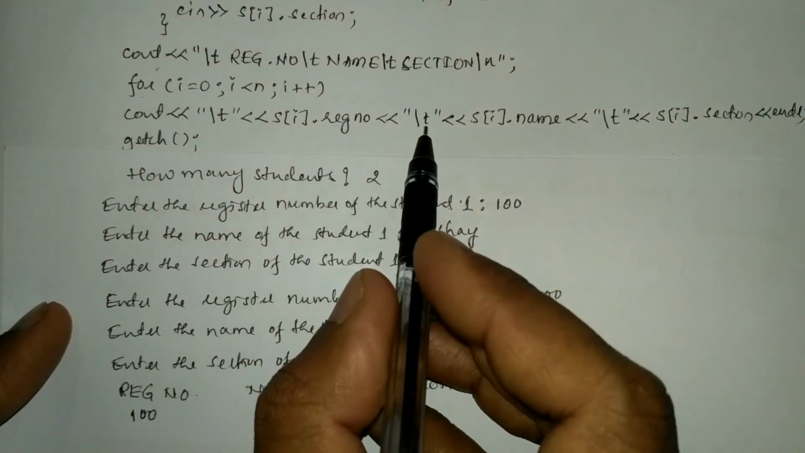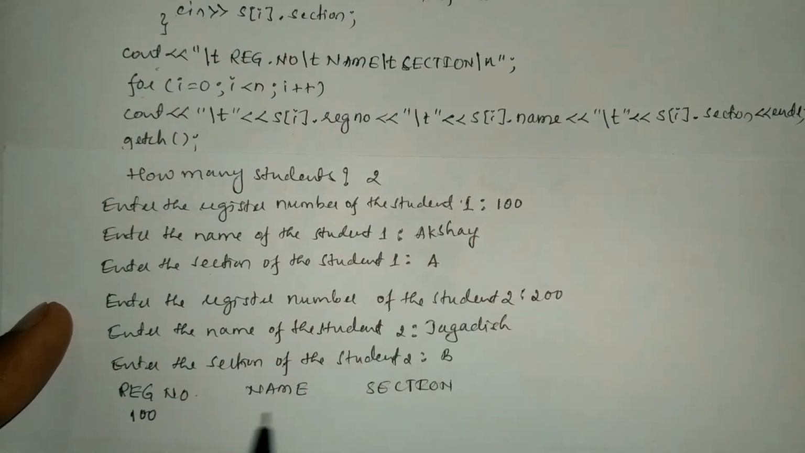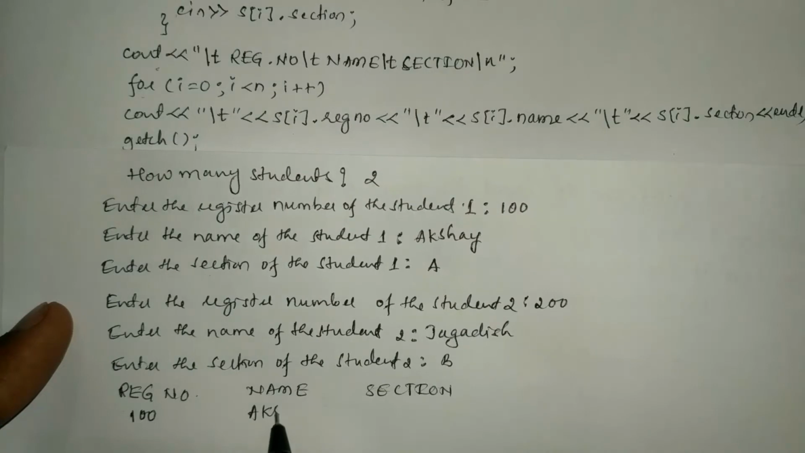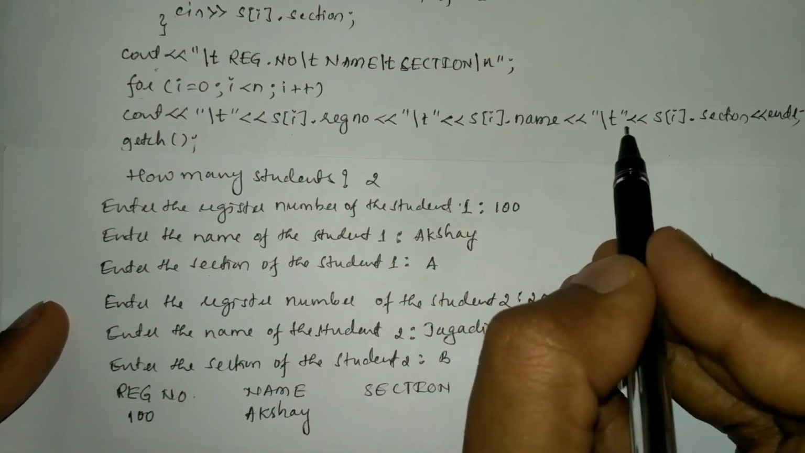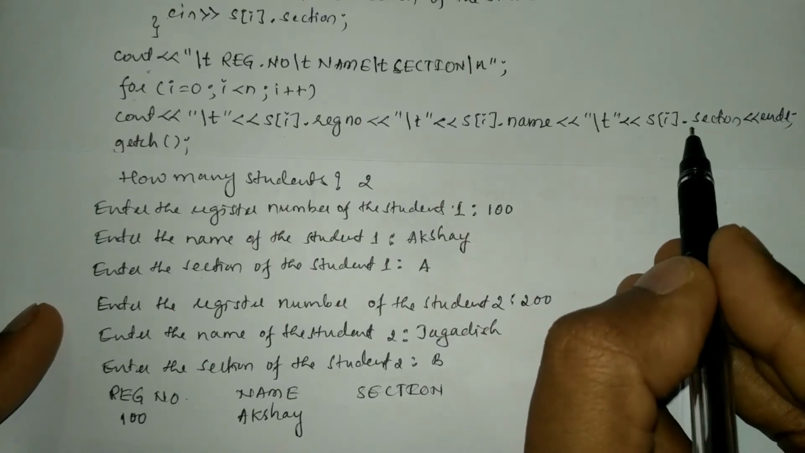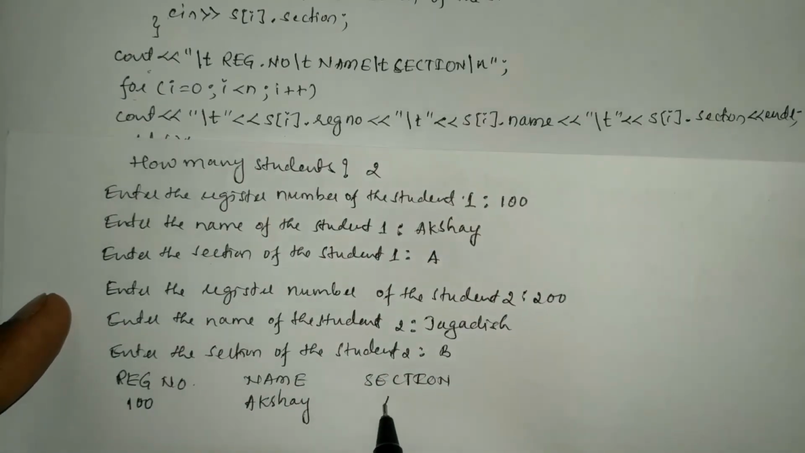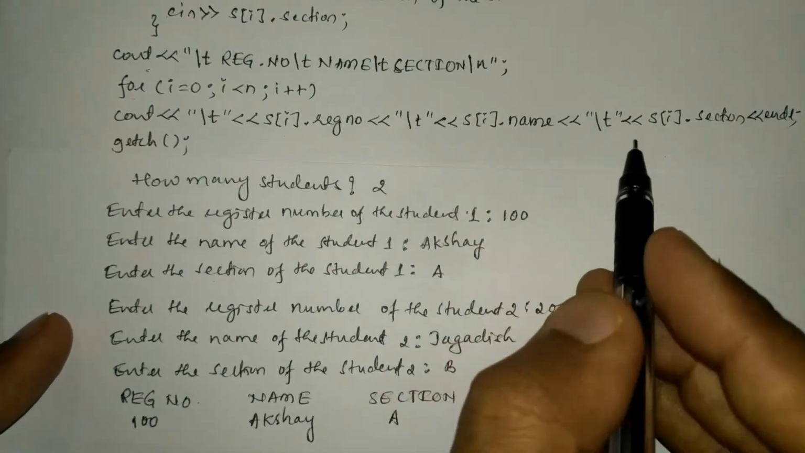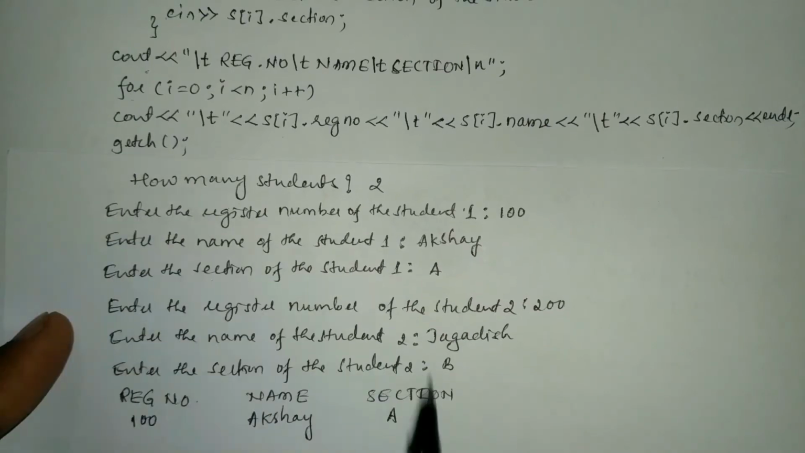So after that we have got \t. It is going to provide the tab space here and it is going to print the name. That is Akshay. So here I'm going to print Akshay. Again we have got \t, tab space, then s of 0 dot section. So Akshay's section is A. So here it is going to print A. After this, endl will be encountered. Again control comes down to the next line.